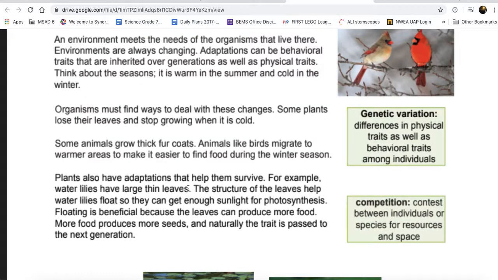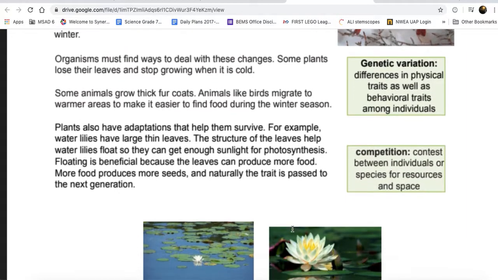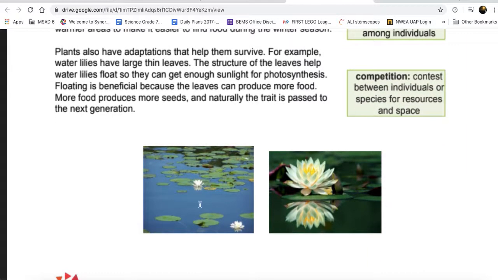Plants also have adaptations that help them survive. For example, water lilies have large, thin leaves. The structure of the leaves helps water lilies float so they can get enough sunlight for photosynthesis. Floating is beneficial because the leaves can produce more food. More food produces more seeds, and naturally the trait is passed on to the next generation. There you go, some pictures of water lilies right here. You wonder what those look like.